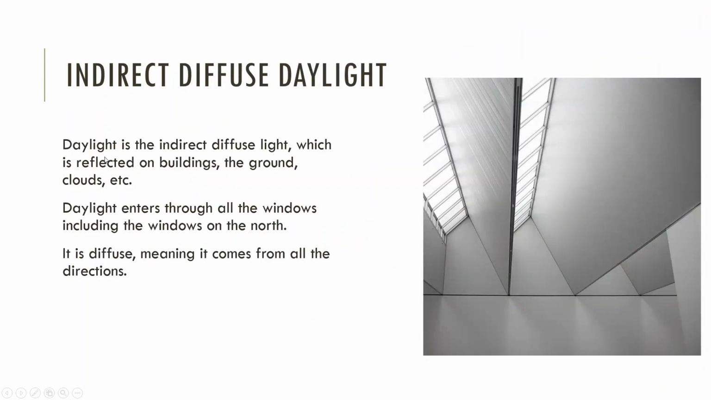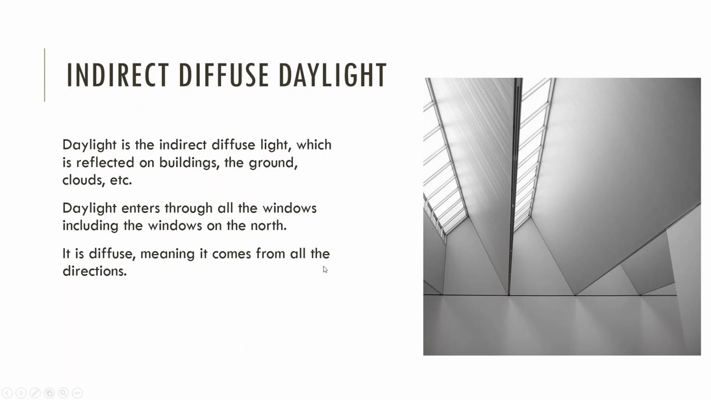Daylight is the indirect diffuse light, which is reflected on buildings, on the ground, on clouds, etc. So daylight enters through all of the windows, including the windows on the north. It is diffuse, meaning that it comes from all the directions, and as you can see, it doesn't make clear shadows. It's just diffuse daylight coming from all directions.